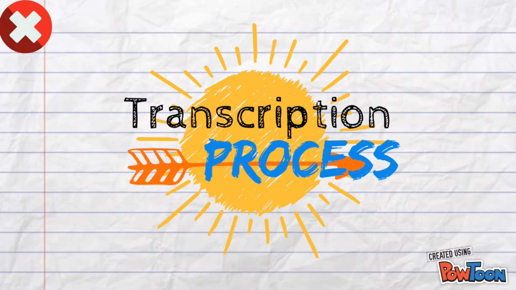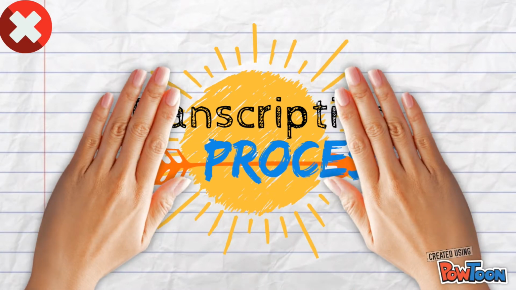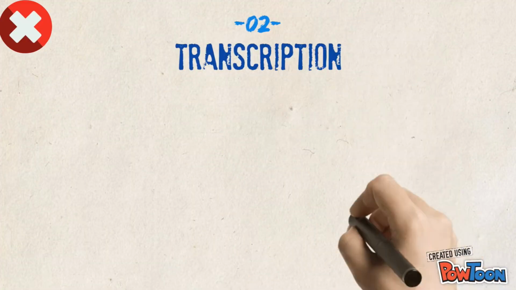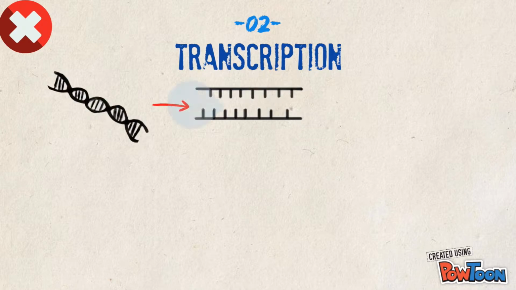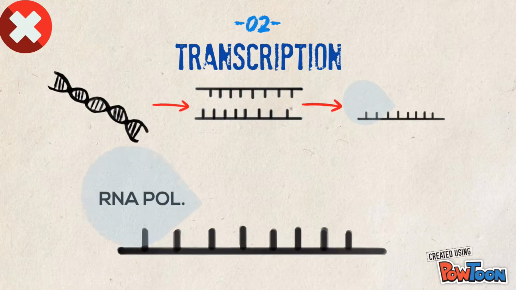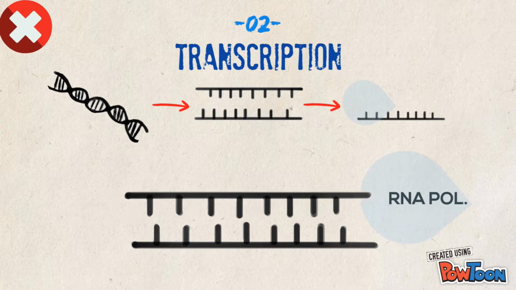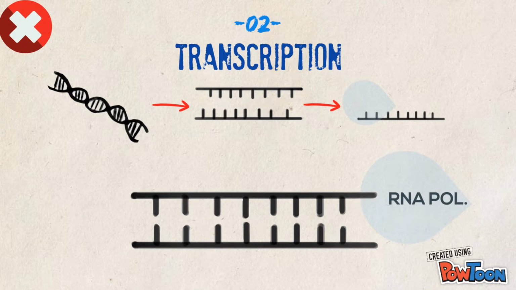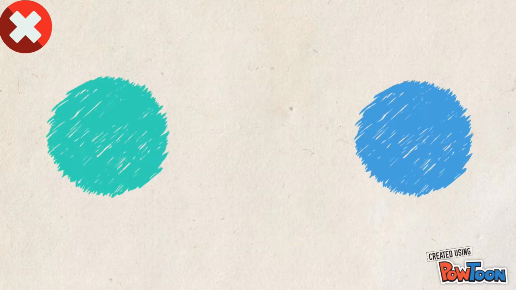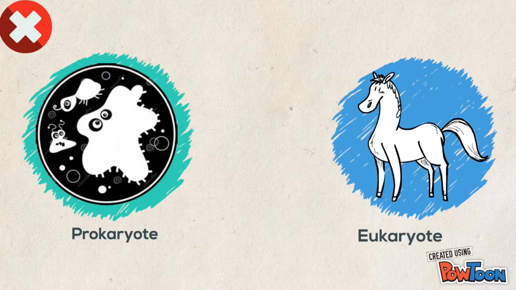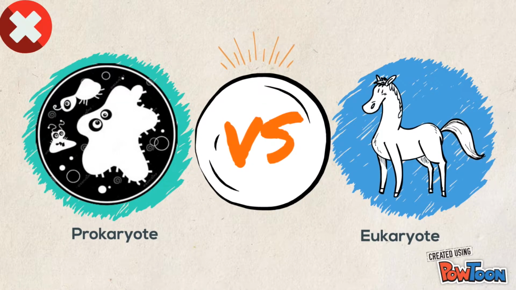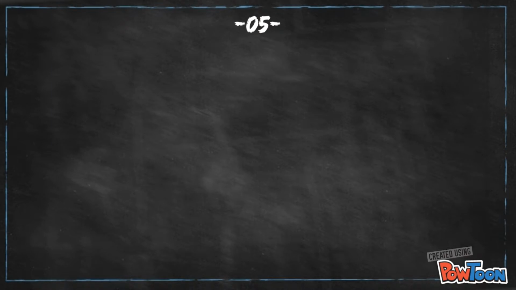Now let's take a look at transcription. Well, transcription is the process in which a sequence of DNA, which we call a gene, is copied and transformed into a complementary RNA sequence by RNA polymerase. Since the transcription process in eukaryote and prokaryote cells is quite different, we're going to discuss them separately later. For now, we're just going to look at the components of transcription.